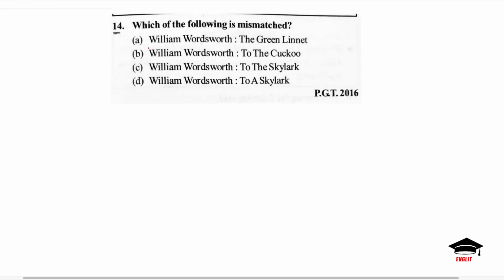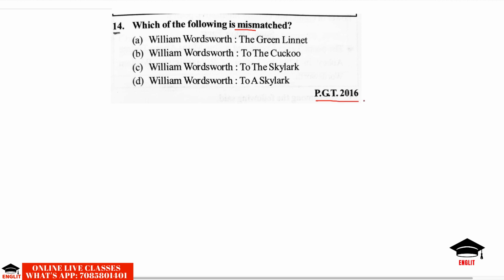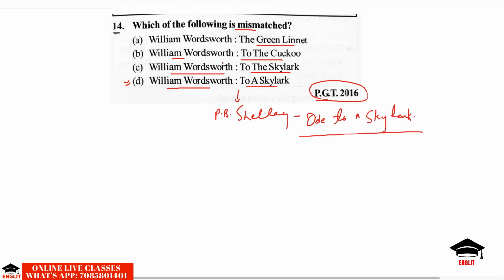The very first question is, which of the following is mismatched? This question was asked in PGT 2016, UP PGT. William Wordsworth, The Green Linnet; William Wordsworth, To the Cuckoo; William Wordsworth, To the Skylark; and William Wordsworth, To a Skylark. And the correct answer is D. William Wordsworth did not compose To a Skylark. It was composed by P.B. Shelley, and it was rather Ode to a Skylark. The rest of the poems have been composed by William Wordsworth.